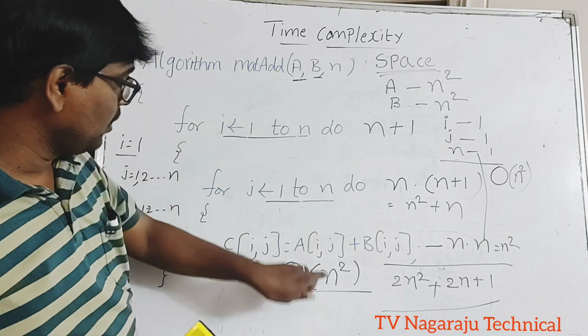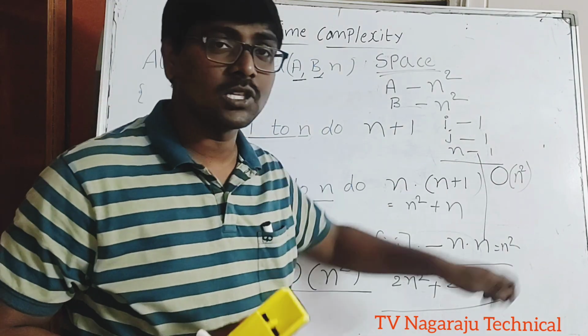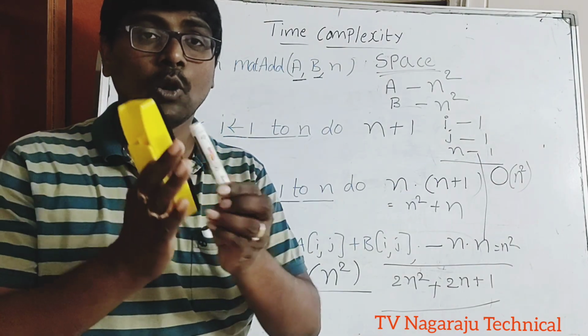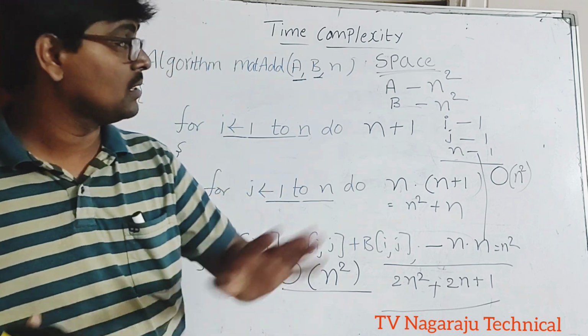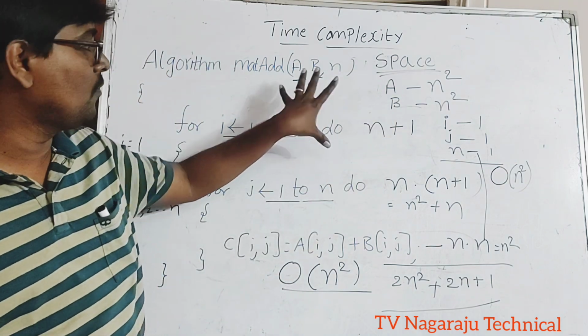For this example, the time complexity and space complexity are both big O of n square. That is the calculation of time complexity.